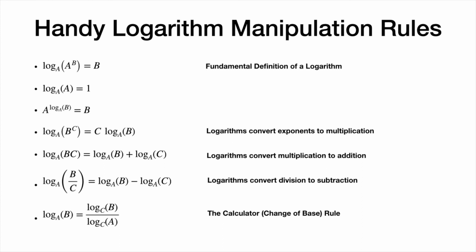The log base A of B is equal to the log base C of B divided by the log base C of A. Okay, so what this means is that I can use other logarithms to find out the logarithm of interest. Okay, so let's go into this more deeply.